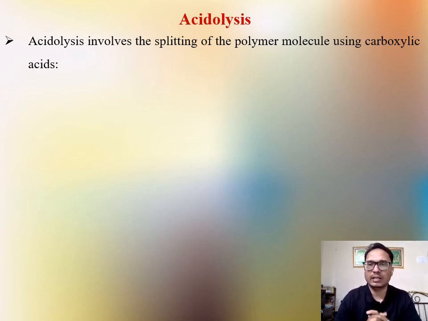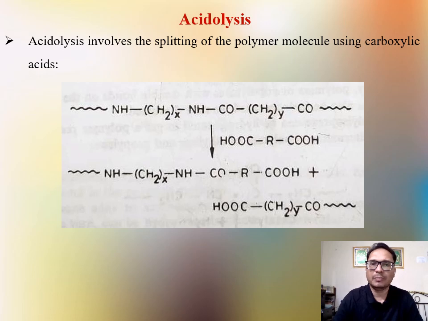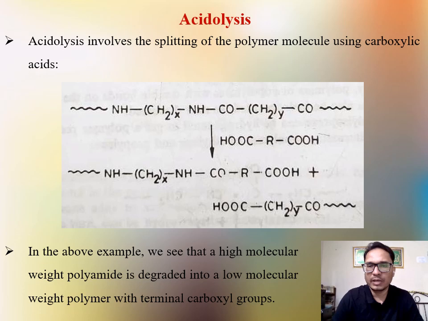After hydrolysis, the next type of reaction is acidolysis. In acidolysis, generally the larger molecules of polymers are broken down into smaller fragments. The acidolysis involves the splitting of the polymer molecules using carboxylic acid. Acidolysis means the breaking in presence of acids. As shown in the reaction, when the polymer is reacted or mixed with carboxylic acids, it is converted into smaller molecular weight polymers. So in this example, we can see that a high molecular weight polyamide is degraded into a low molecular weight polymer with the terminal carboxyl group.